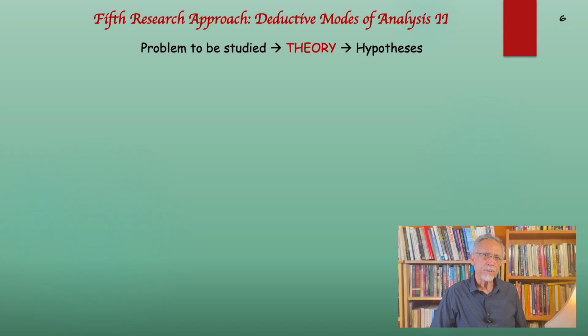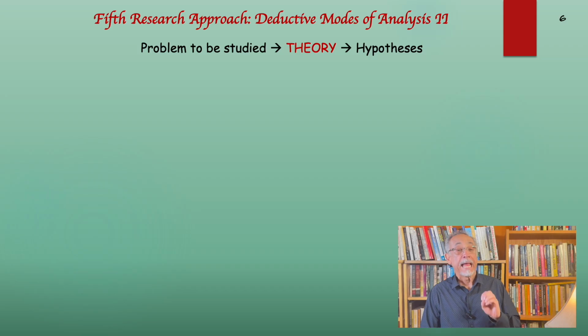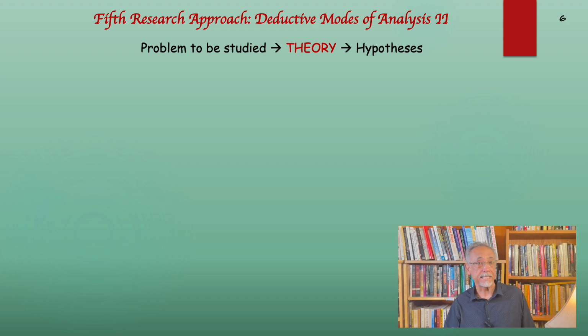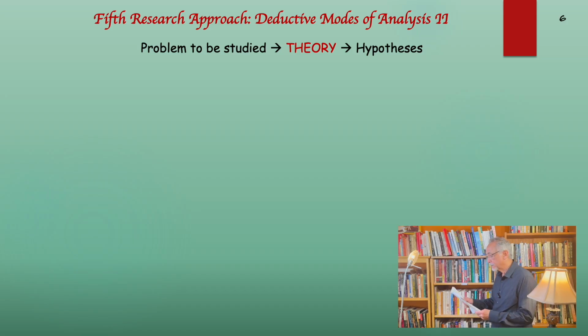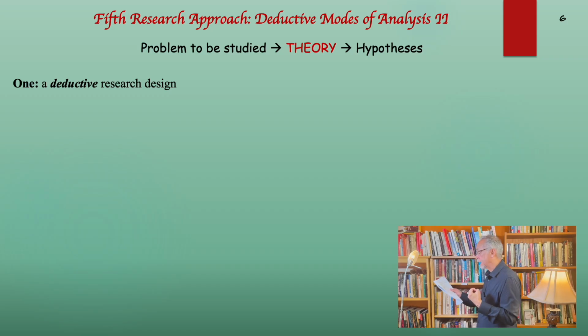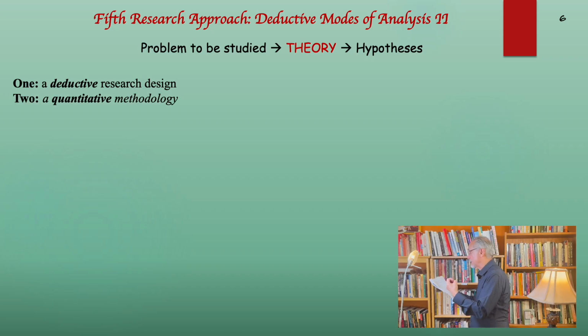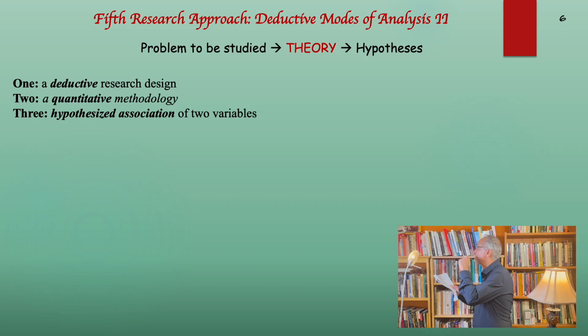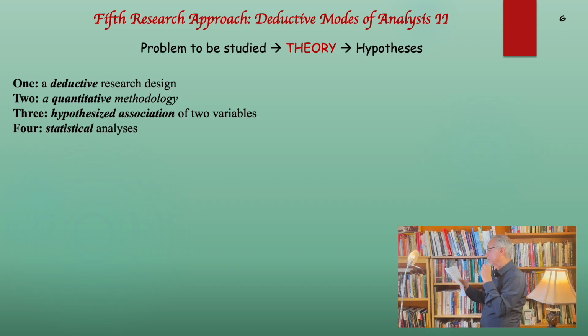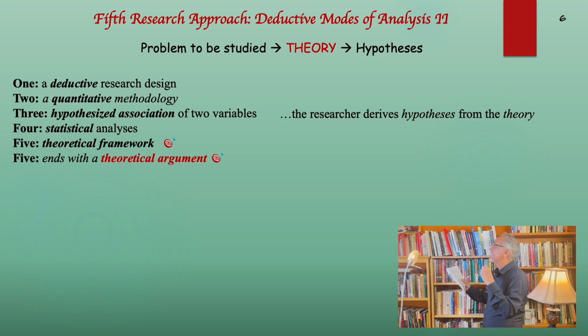In the next approach, the researcher identifies the problem to be studied and advances an existing theory that they believe can effectively analyze the data and illuminate the research problem. Again, let's look at the 6 dimensions of this approach. 1, a deductive research design. 2, a quantitative methodology. 3, use of hypotheses. 4, statistical methods. 5, a theoretical framework. There is a theoretical framework. And 6, a theoretical argument.